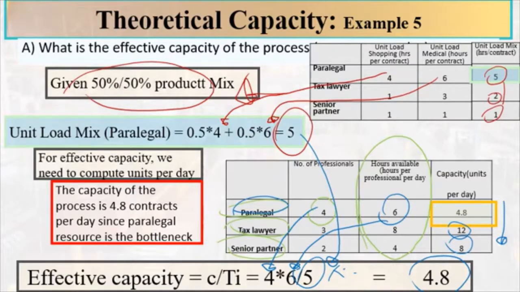Now, remember, the bottleneck of the process is the smallest capacity, and the smallest capacity in this case is the paralegal. So that will basically dictate the whole process, and hence the capacity of the whole process is going to be 4.8 contracts per day.